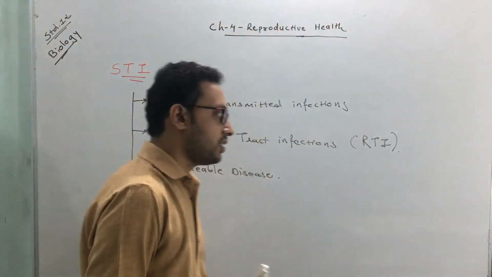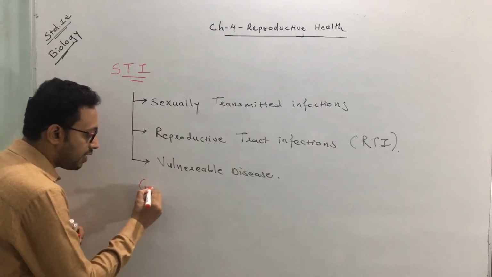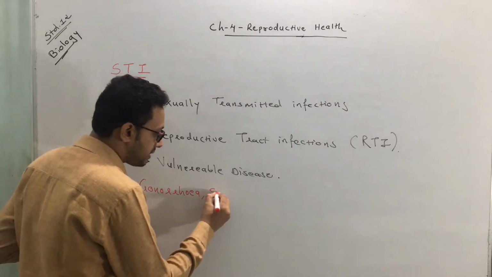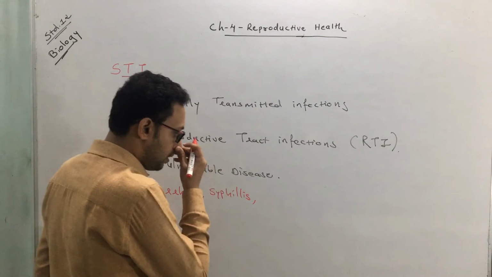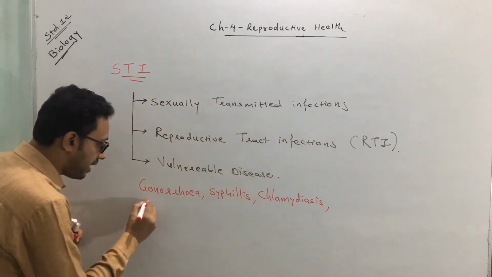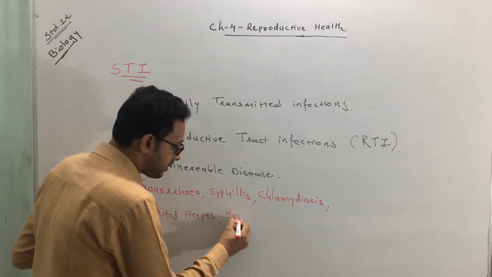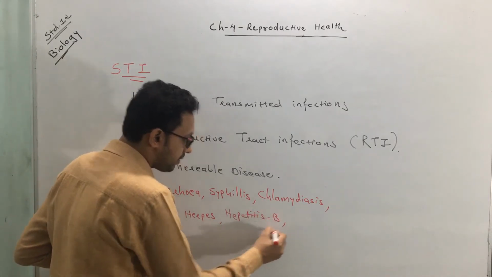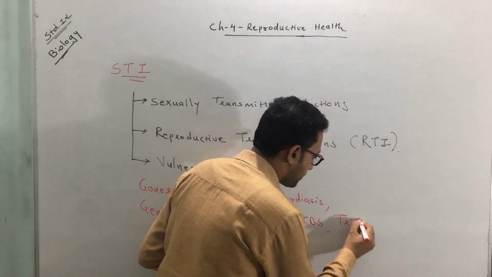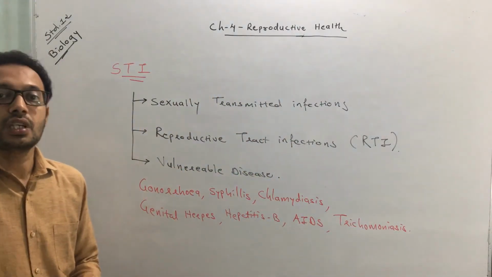There is a variety of infections that can be spread this way. So what are the usual infections that occur? These are the names of diseases which are sexually transmitted infections. Gonorrhea. Next, syphilis. Next is chlamydiasis. Next is genital herpes. Next is hepatitis B. Next is AIDS. Next, trichomoniasis. So these are a few of the diseases or infections which are sexually transmitted.